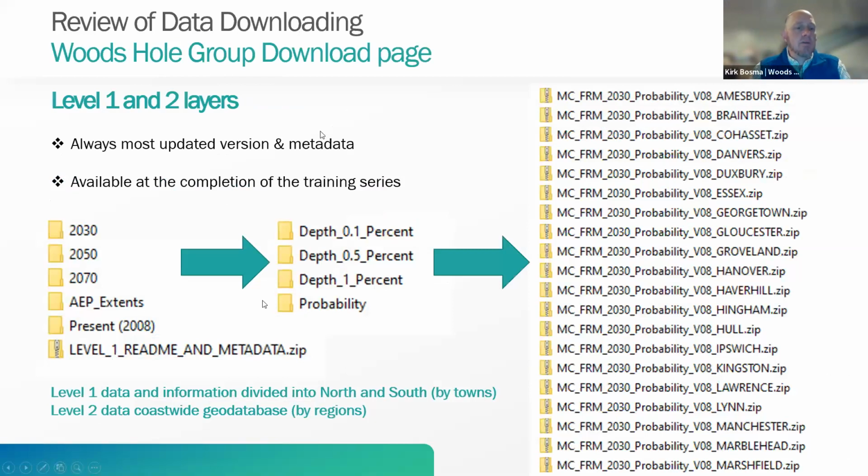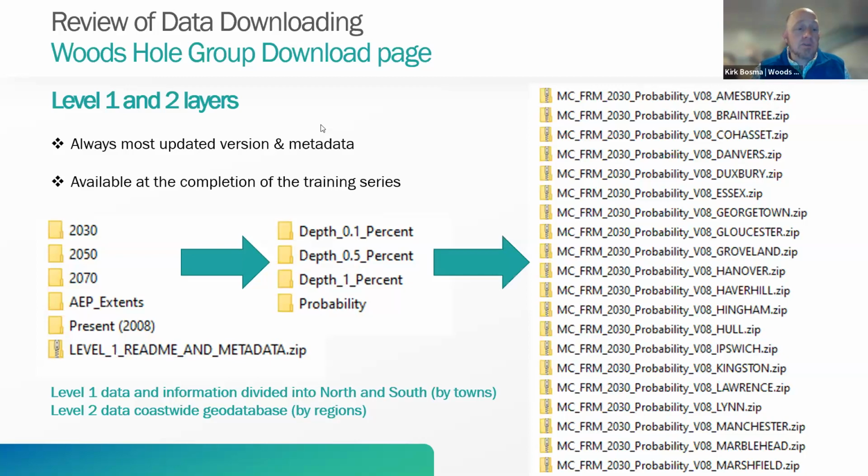Right, so we have a download page that will be released about mid-June. That's going to include all the level 1 and level 2 data layers. It will be organized by level 1 and level 2. Here's just an example of how you would dig down into level 1 data. You would go into the specific year you'd want, and then your probability and/or depth level, and then pull the specific town. Again, level 1 data is organized by town.